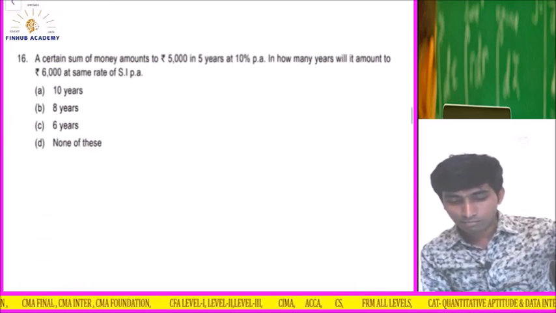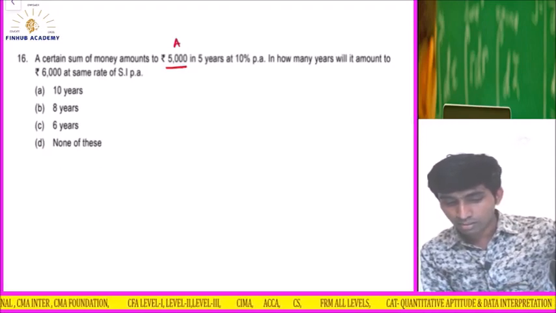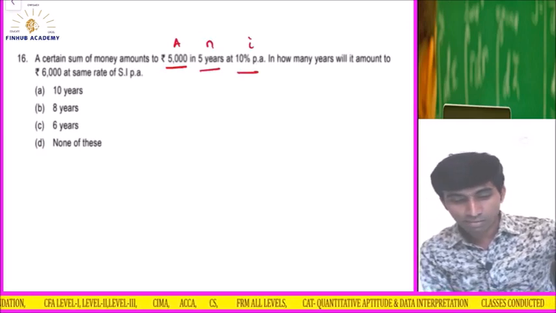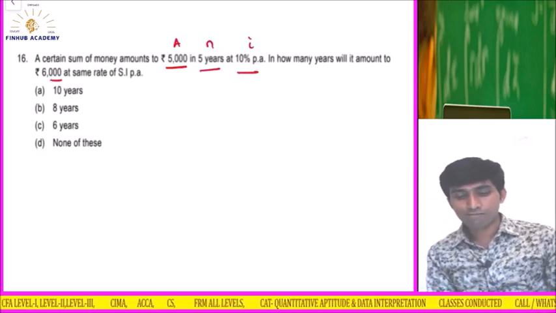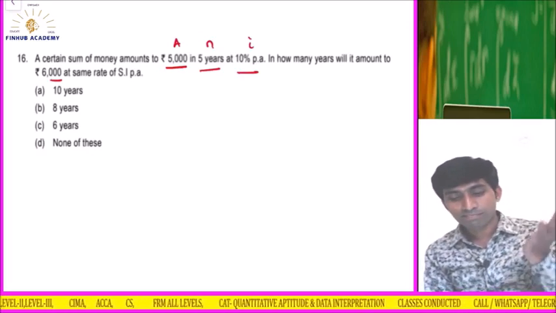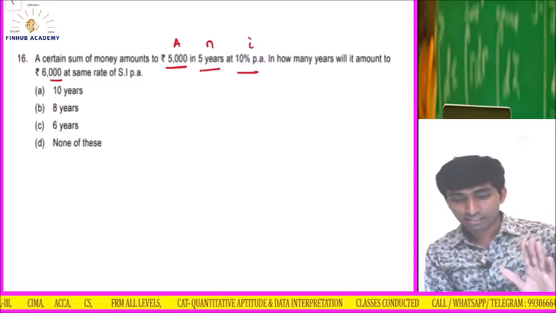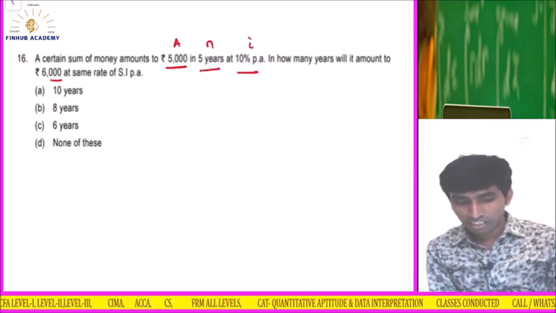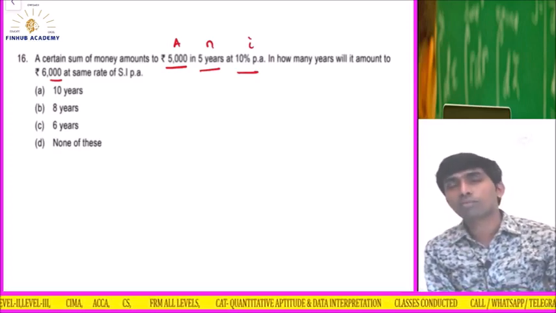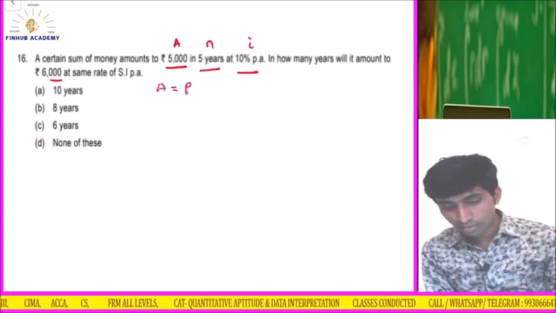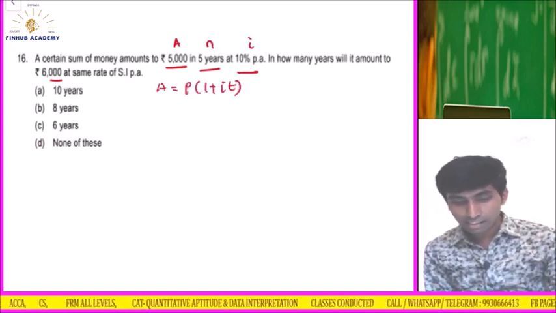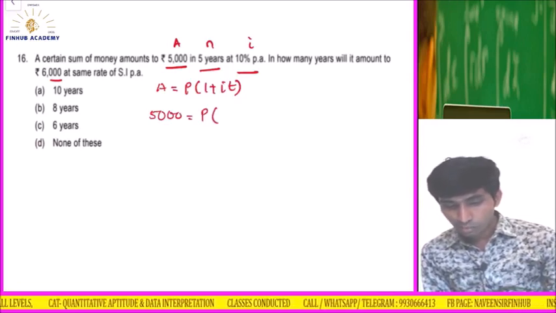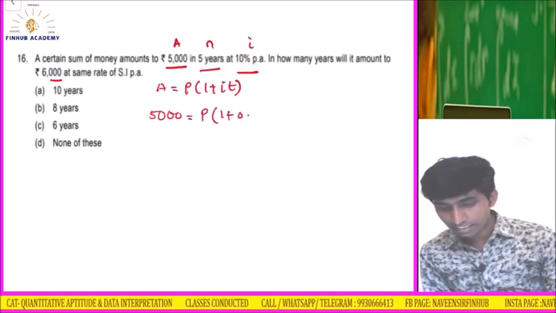A certain sum of money amounts to 5000. This is amount, 5 years. This is an interest rate of 10%. In how many years will it amount to 6000 at the same rate of 5%? Okay. So a certain sum amounts to this much, that is given. So what I will do is, amount is 5000. What is the formula for amount? Amount is equal to P into 1 plus R into T in simple interest. Correct. So amount is how much? 5000 is equal to P, I don't know, into 1 plus interest rate 10% into T.